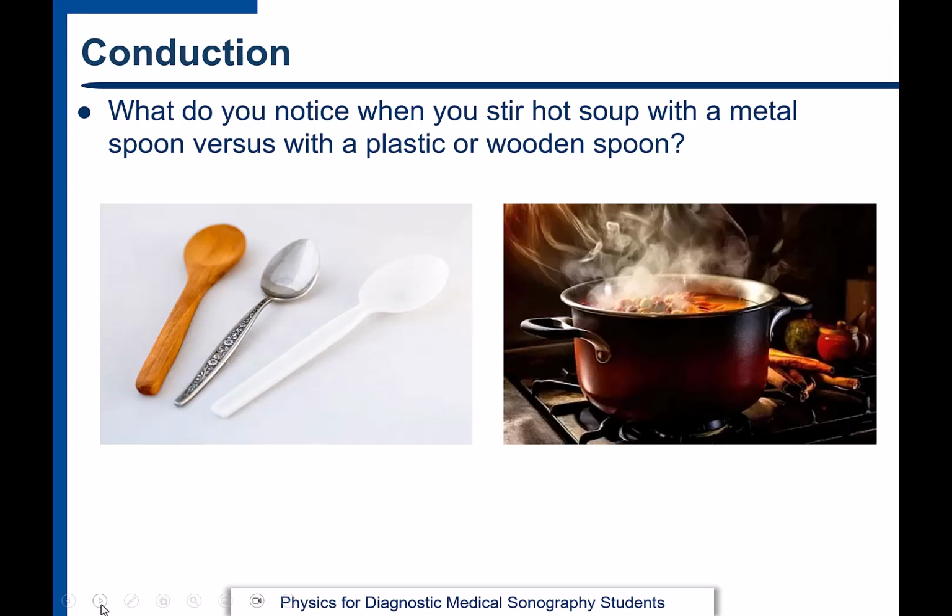The next way that heat gets transferred that we want to talk about is conduction. And so let's start with this question. What do you notice when you stir hot soup with a metal spoon versus a plastic or a wooden spoon? Have you ever been stirring something hot with a metal spoon and you forget and you leave the spoon in the pot, and then you come back and it's too hot to touch? Whereas if you're using a wood spoon or a plastic spoon, you don't have the same issue. And so this is all about conduction.